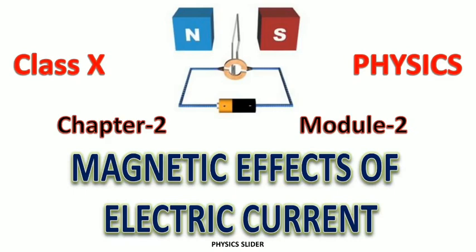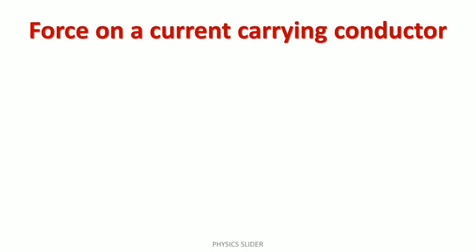Today we are here with module 2 of chapter 2, that is magnetic effects of electric current. So let's begin this module. First of all, we have the force on a current carrying conductor. So what is this? Let's discuss.